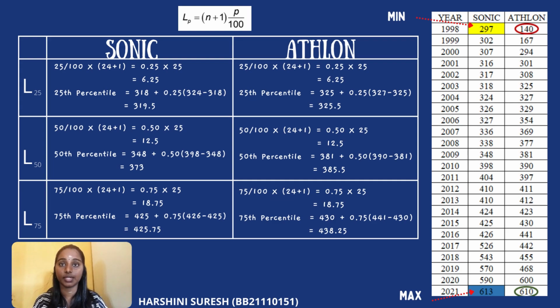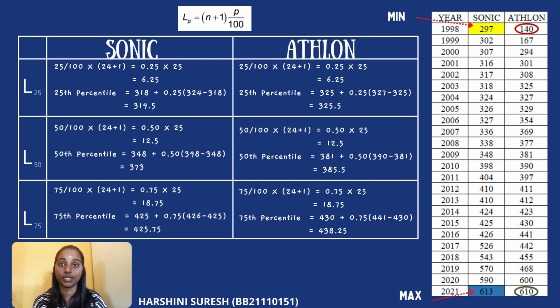The 25th percentile will be calculated by 25 over 100 times (24 plus 1). We will get 6.25. On the data, the 6th rank refers to 325. So we take 325 plus 0.25 times (327 minus 325). We will get the answer for the 25th percentile, which is 325.5.